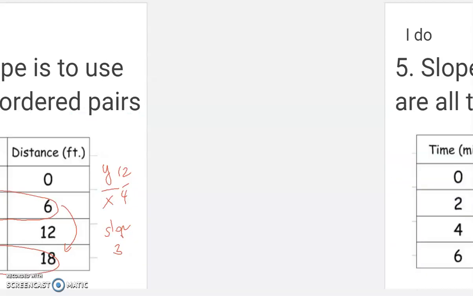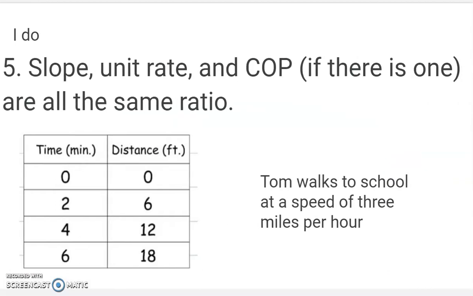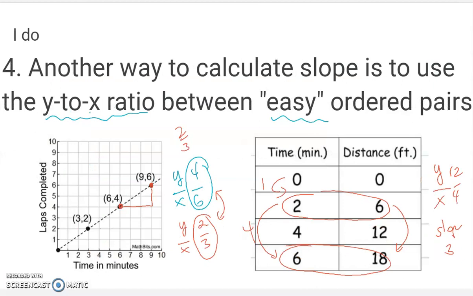So that was our 2 strategies for finding slope. Fifth, slope and unit rate and the constant of proportionality, if there is one, they're all the same. Check it out. Let's start with slope. So we just found the slope here on the last one, right? I don't need to do that again. The slope was 3.